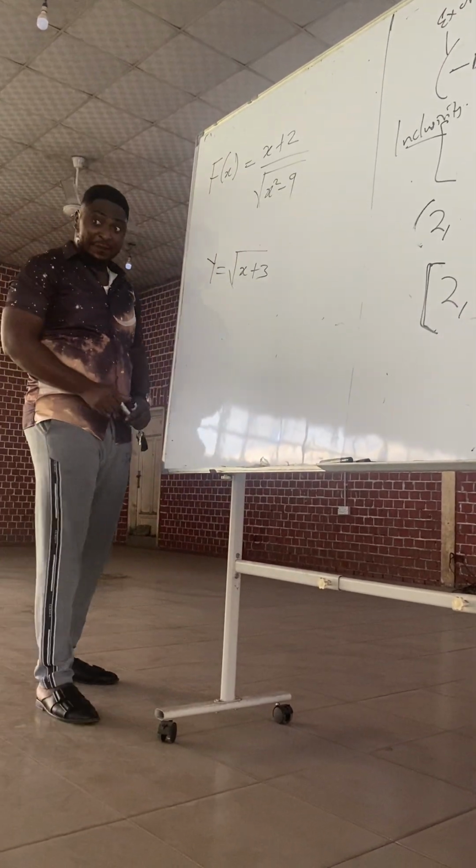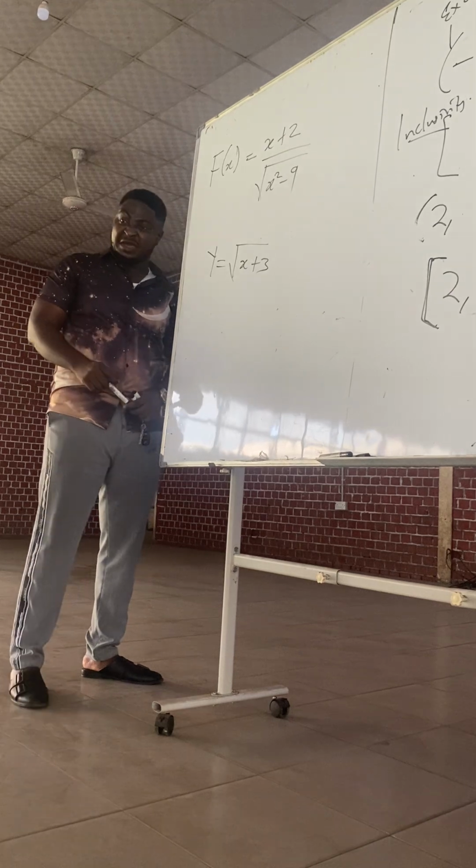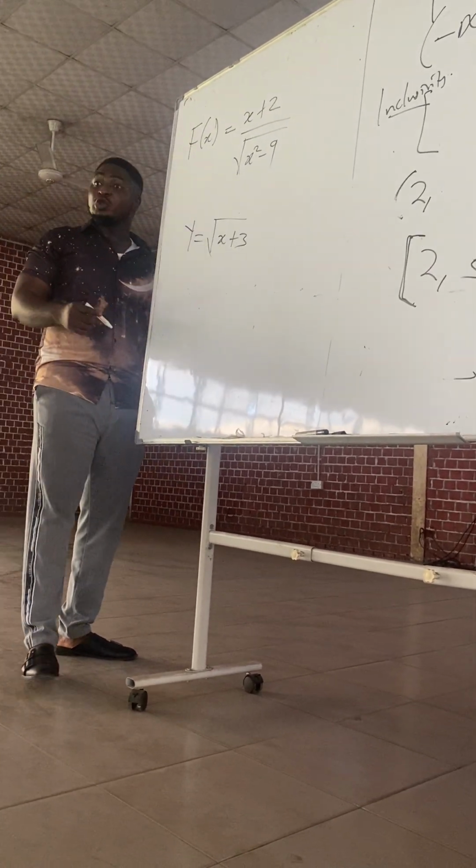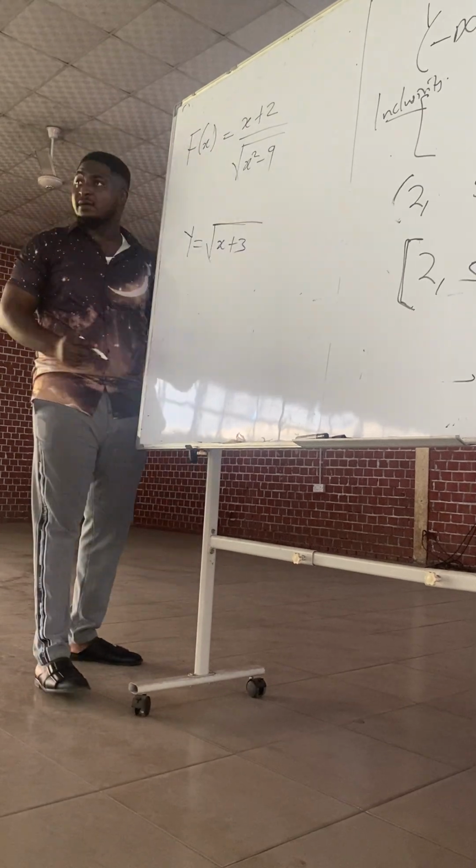Make sure you are still here. Make sure your mind is still here. You can be sitting down, but your mind is no more here. You're in your kitchen. Make sure you are. Y equals the square root of x plus 3, and they say find the domain.